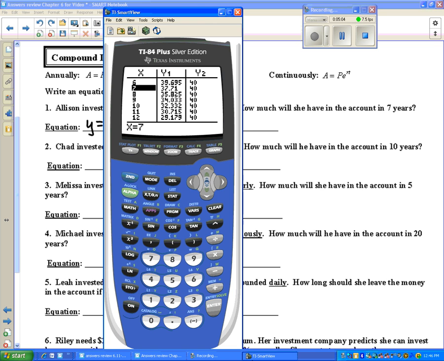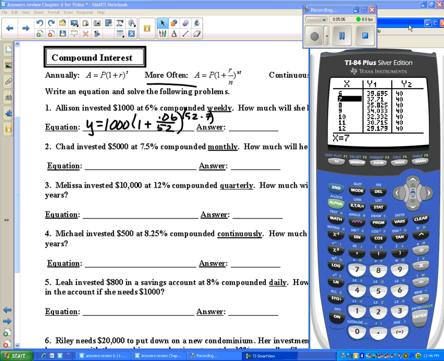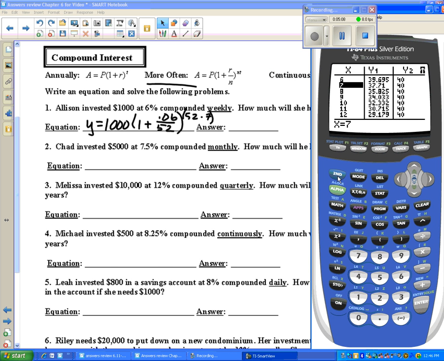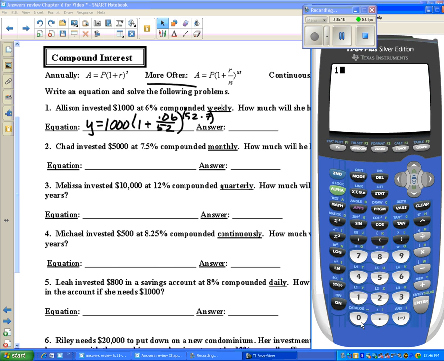Pull up my handy dandy calculator. So I need 1,000, my initial amount, times 1 plus 0.06, my 6%, divided by my 52 weeks in a year, to the, don't forget to open up a second set of parentheses, 52 times 7 years, and I get $1,521.59.